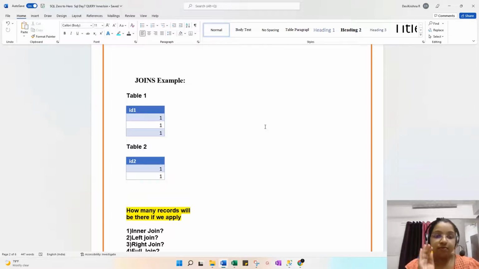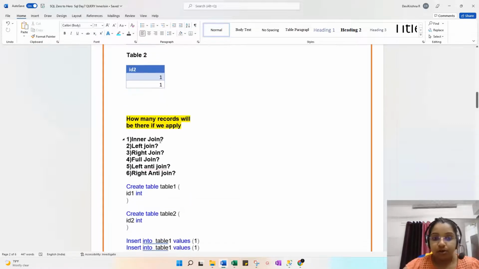In table one the IDs given are 1, 2, 1, 1, 1 and in table two the ID is 111. So here you can see the same ID, because if we want to join table 1 and table 2, the ID is duplicated, right? The question is how many records will there be if we apply the inner join, left join, right join, full join, you can ask cross joins also, left anti join and right anti join.